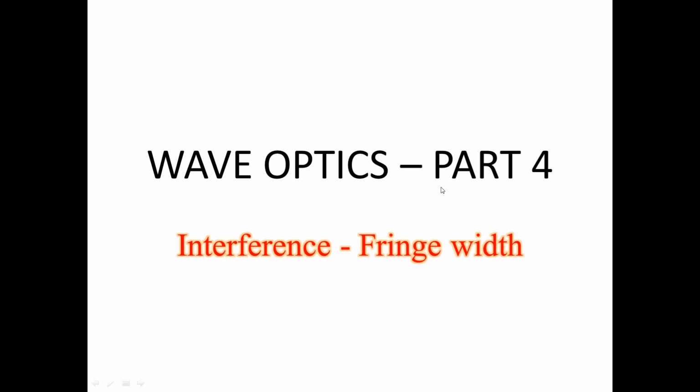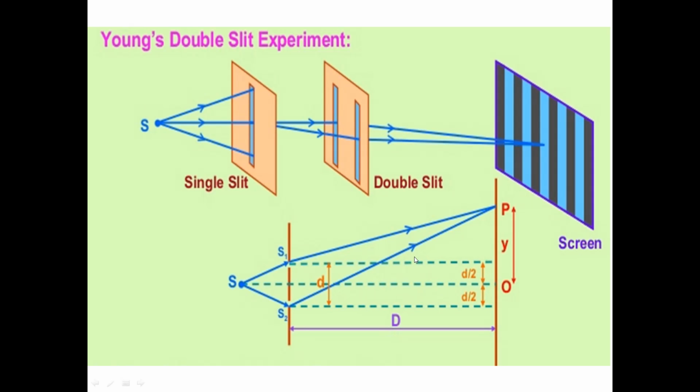In this class, let us learn about interference, fringe width. Interference is demonstrated by the scientist Thomas Young, and the experiment is known as Young's double slit experiment.